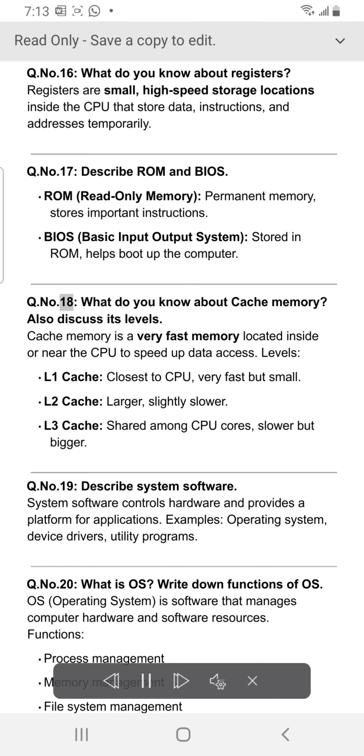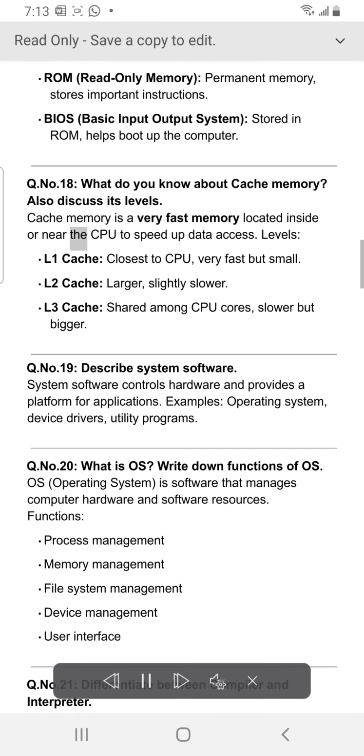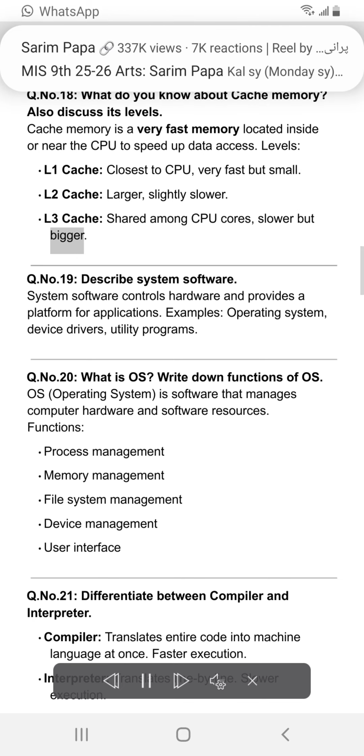Number 18, what do you know about cache memory? Also discuss its levels. Cache memory is a very fast memory located inside or near the CPU to speed up data access. Levels. L1 cache, closest to CPU, very fast but small. L2 cache, larger, slightly slower. L3 cache, shared among CPU cores, slower but bigger.